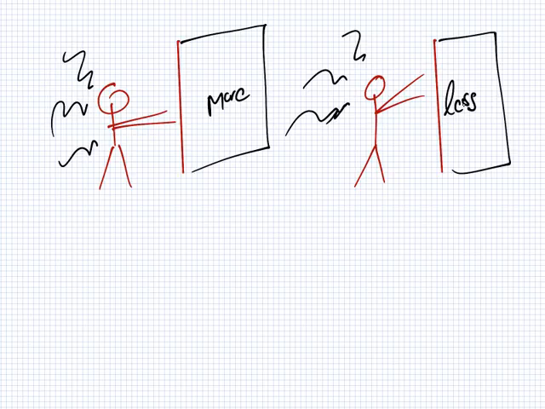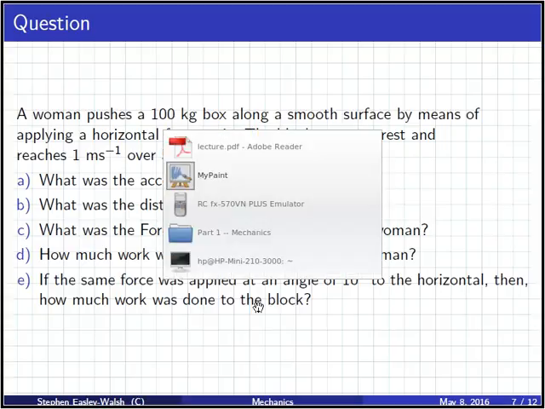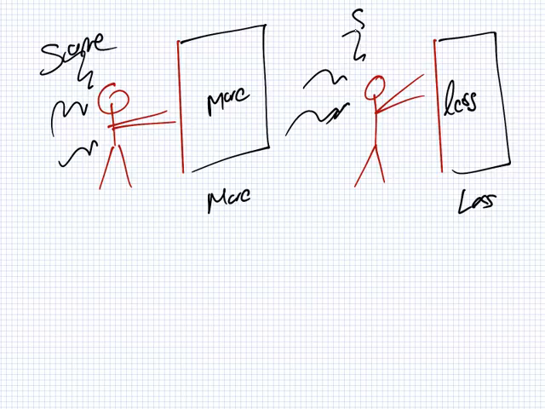I was very careful with my choice of English here. I said how much work was done to the block, not how much work you did, because in both cases you're doing the same thing, but the block gets more done to it the first time than the second time. So you might be wondering, if this has less done to it and this has more, but you're doing the same, then where has the extra work gone?